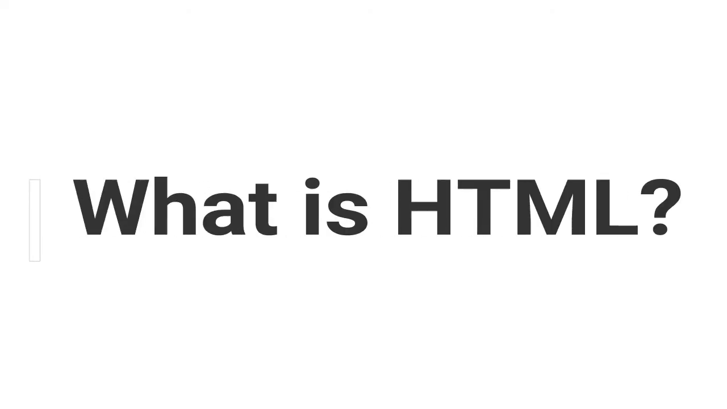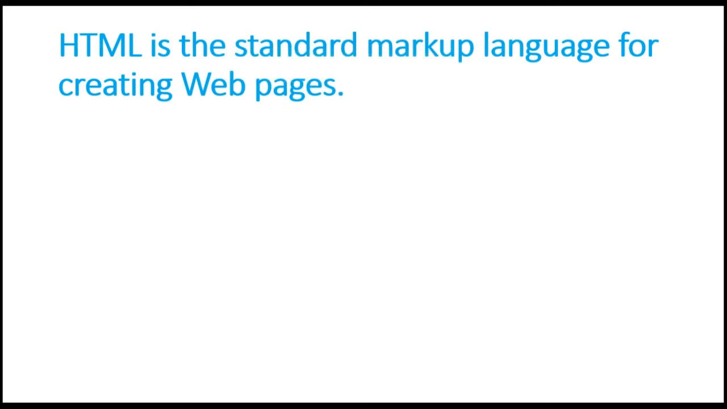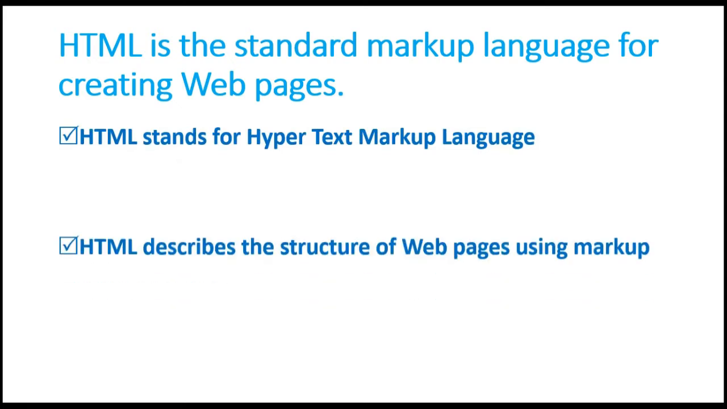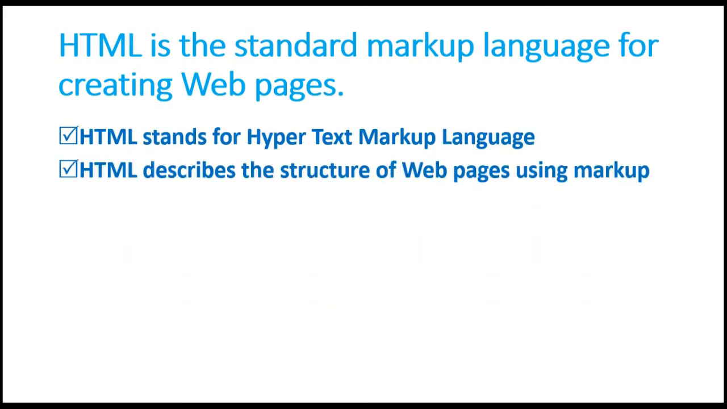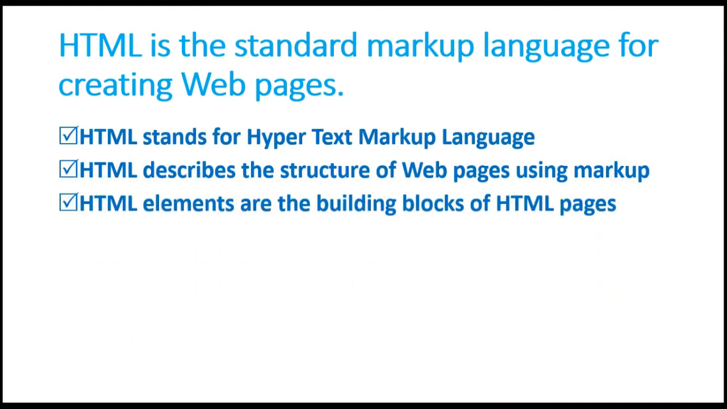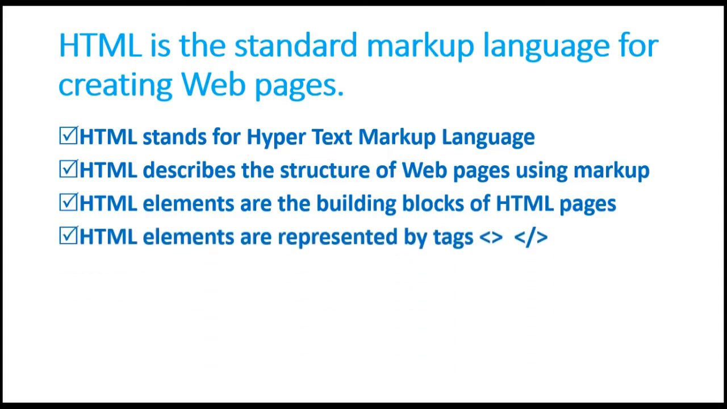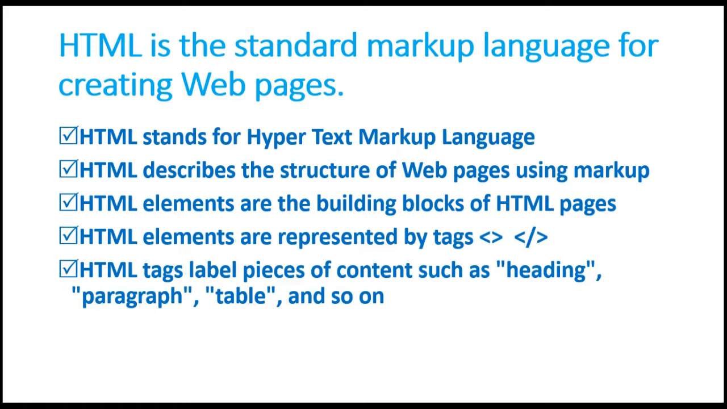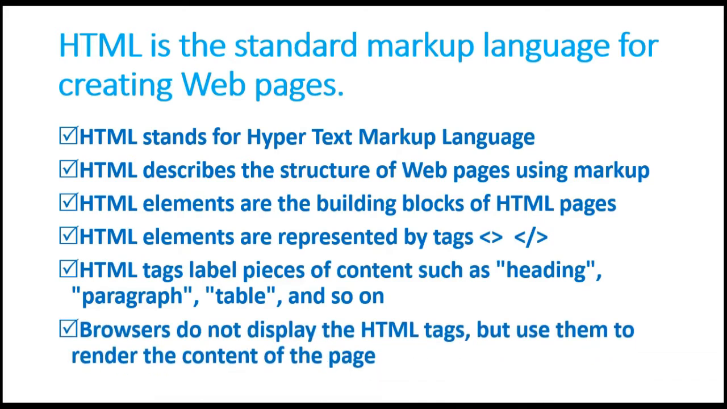What is HTML? HTML is the standard markup language for creating web pages. HTML stands for Hypertext Markup Language. HTML describes the structure of web pages using markup. HTML elements are the building blocks of HTML pages. HTML elements are represented by tags. HTML tags label pieces of content such as heading, paragraph, table, and so on. Browsers do not display the HTML tags but use them to render the content of the page.